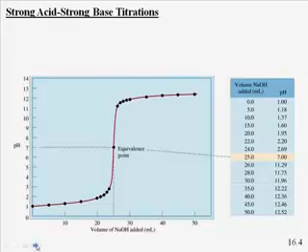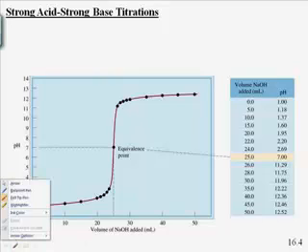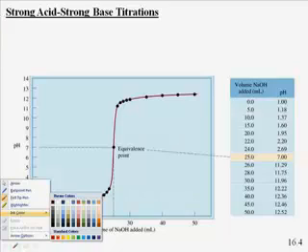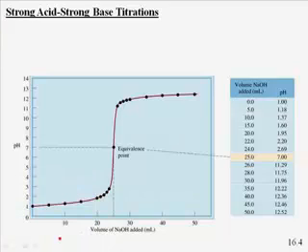If we were to monitor the pH throughout the titration process, we would see that right when we hit neutralization, at that equivalence point, we get our maximum change in this curve. That's our equivalence point, and we could find the pH at the equivalence point by looking at this curve.